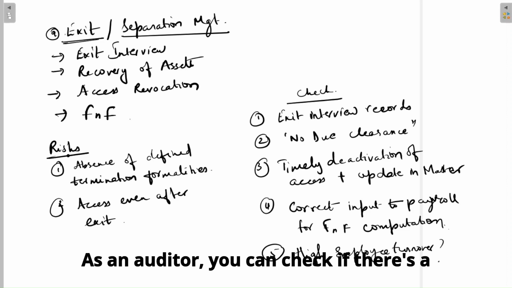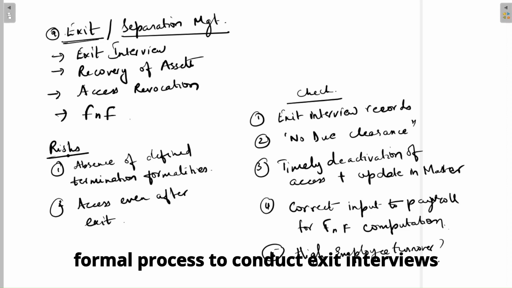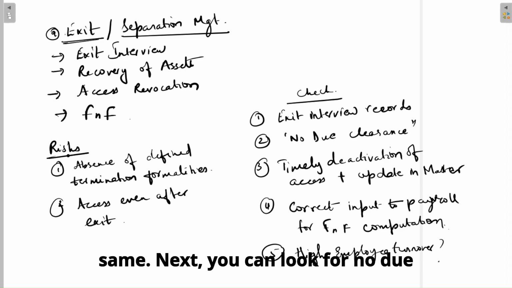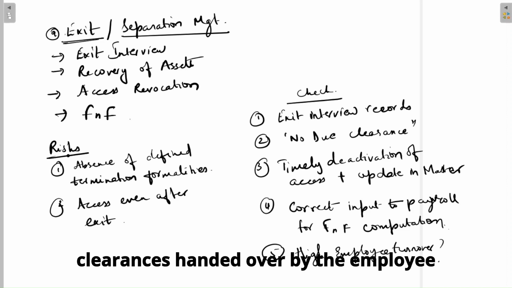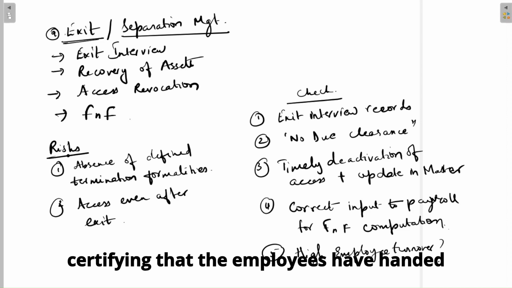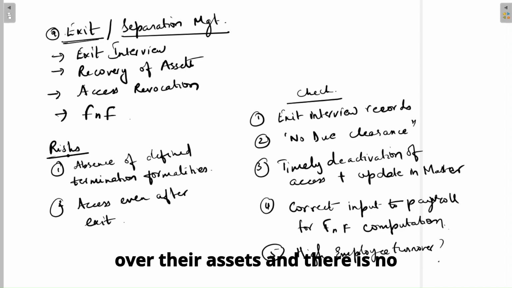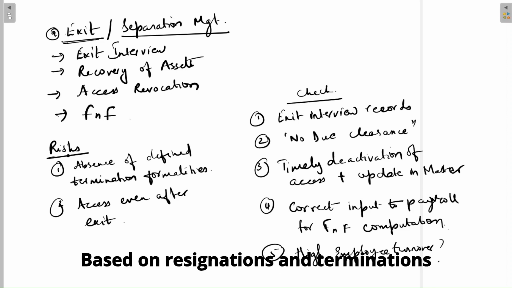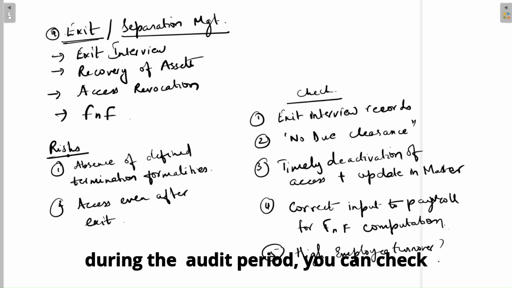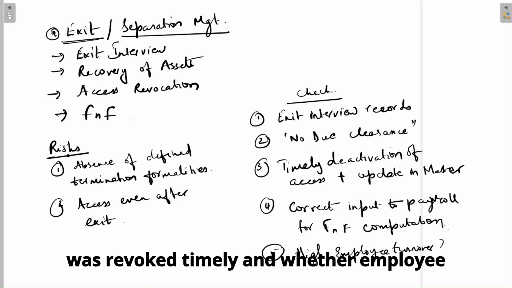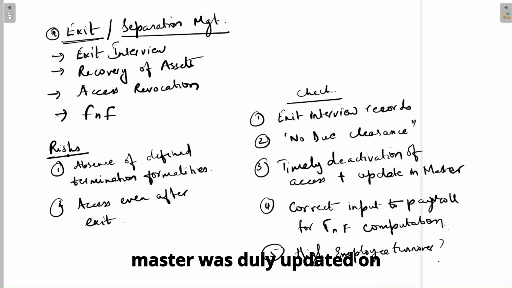As an auditor, you can check if there's a formal process to conduct exit interviews and look for evidence to support the same. Next, you can look for no due clearances handed over by the employee prior to the exit. This is basically certifying that the employees have handed over their assets and there is no outstanding due payable by the employee to the company. Based on resignations and terminations during the audit period, you can check whether the access for these employees was revoked timely and whether employee master was duly updated on time.